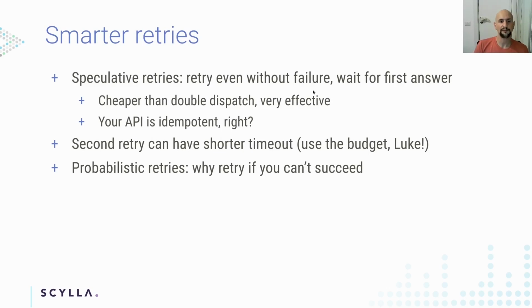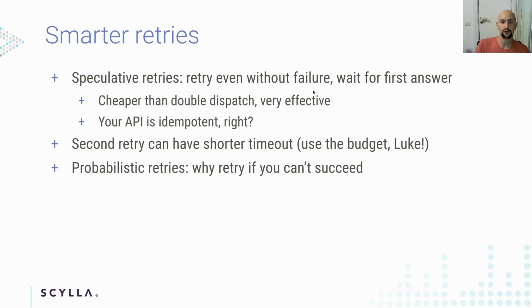Retries. We can have smarter retries. We don't have to have static retries. We can have speculative retries, for example. This is something that is being used in the CQL drivers for Cassandra and Scylla. So the idea is it's similar to double dispatch, except it's slightly cheaper.